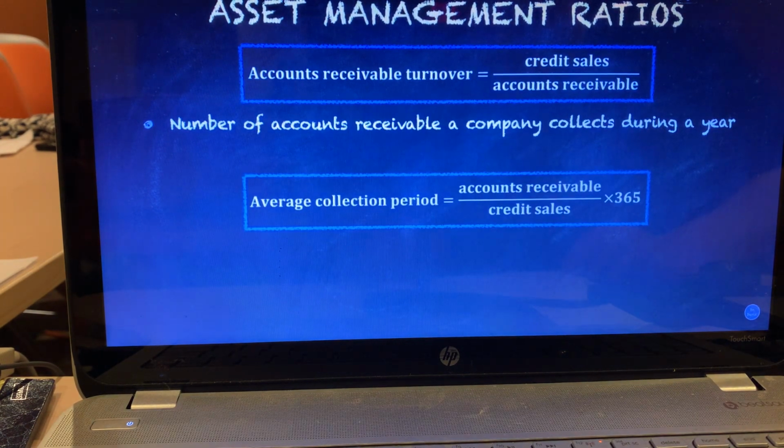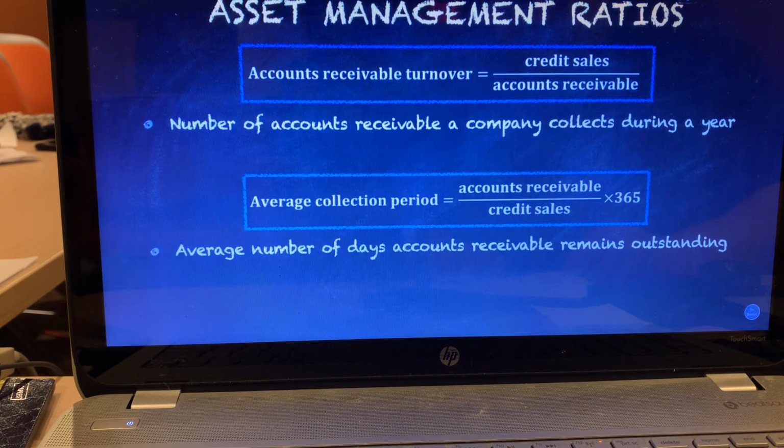Another alternative is to convert the turnover into period, which means how many days. Average collection period is calculated by taking accounts receivable over credit sales times 365 days. Average collection period shows the average number of days accounts receivable remains outstanding, or it means how many days it takes for customers to make payment.